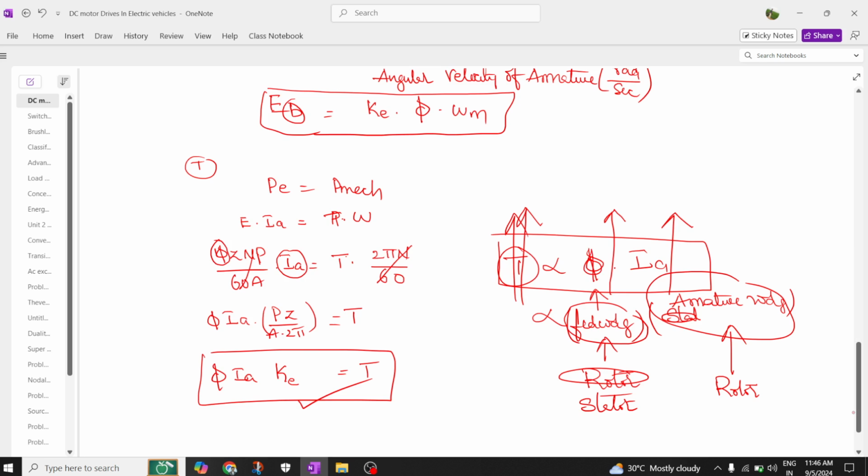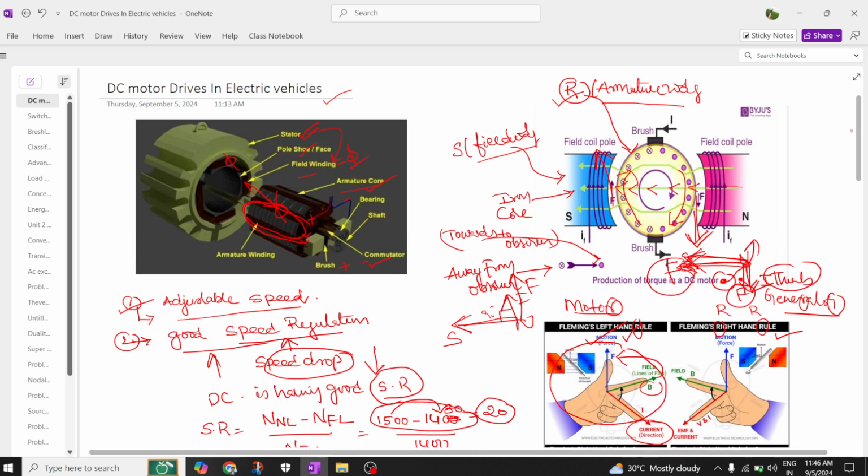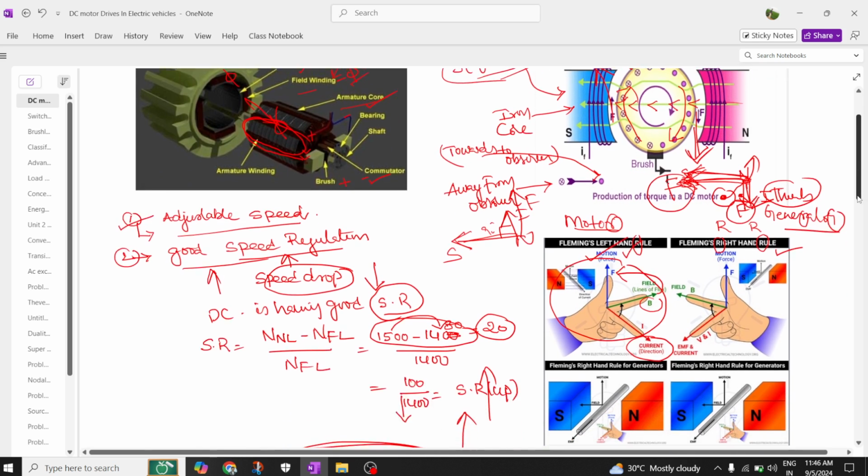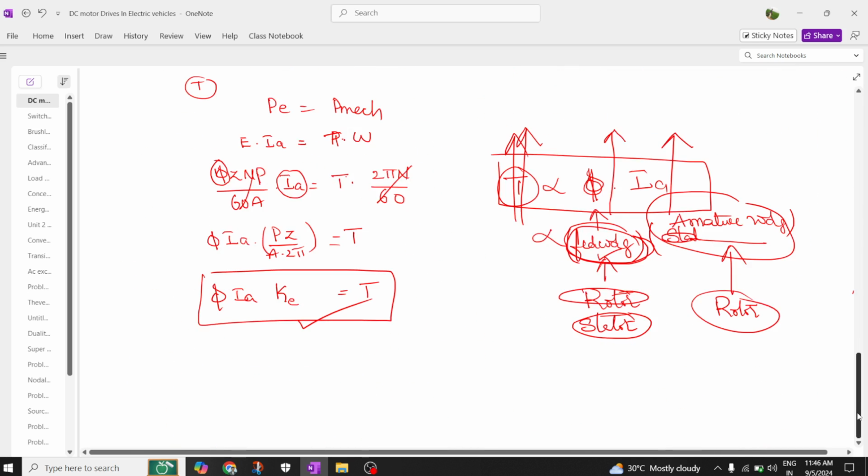This flux is produced by the field winding. Where is the field winding present? In the stator. And this armature current is produced by the armature winding, which is in the rotor. I already discussed this. So the armature winding is available at the rotor, and the field winding is available at the stator. The product of armature current and field flux is nothing but the torque produced. This is all about the derivation of torque in a DC motor.